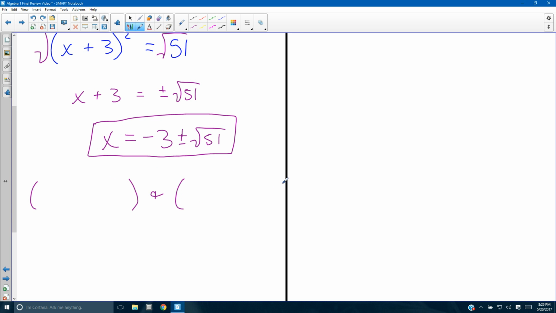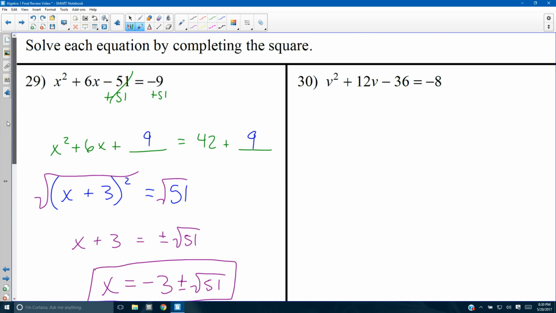Like if this was a multiple choice test, your answers would be (-3 plus the square root of 51, 0) and (-3 minus the square root of 51, 0). If they rounded it, you can use your calculator and figure out what those numbers are. This number is a little more than 7, so it's about -3 plus 7, close to 4. And this number is close to, I guess, -10. But this answer is perfectly acceptable, even written with the plus or minus, two different solutions merged as one, totally okay.